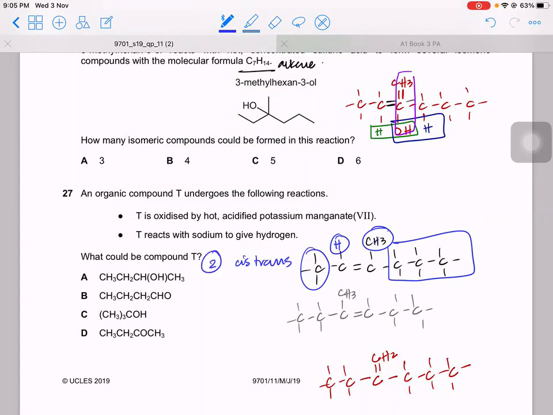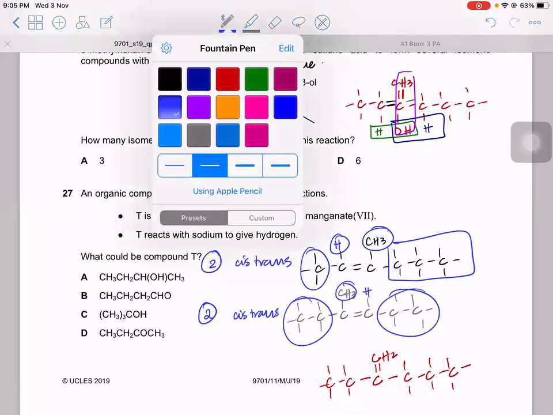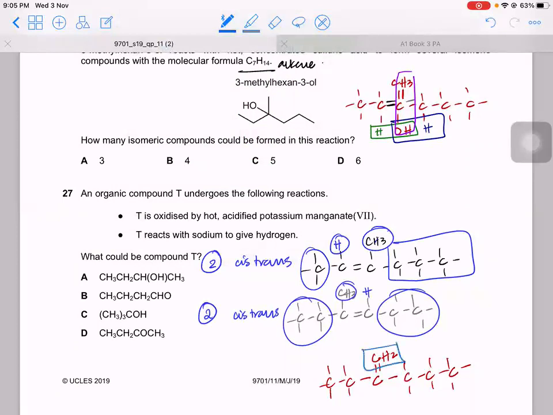Let's see this one. CH3, C2H5, both are different. H, C2H5, both are different. This also exists as cis trans. So this also has two possibilities. This one will exist as just one isomer because this can't show cis trans, because this carbon has two hydrogens. So no cis trans. So this only exists as one isomer. So a total of 5 isomers are formed.